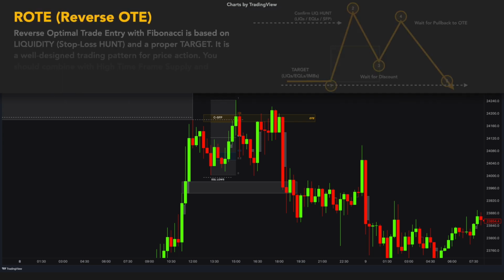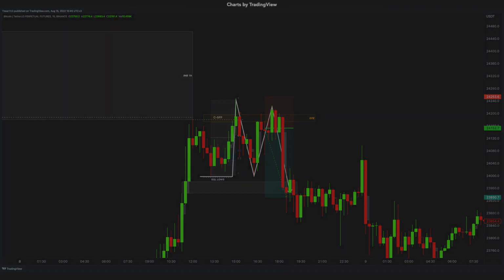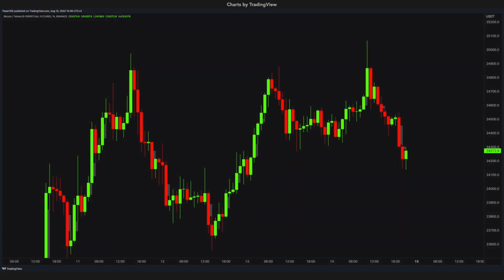How did I enter this trade? I used our old beloved ROTE, Reverse Optimal Trade Entry with Fibonacci. Very simple, rule-based pattern to trade. I will not go into detail about Reverse Optimal Trade Entry. We already covered that in our free price action trading course. Please check those videos. Let's talk about my second trade.